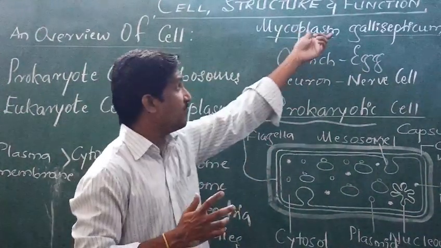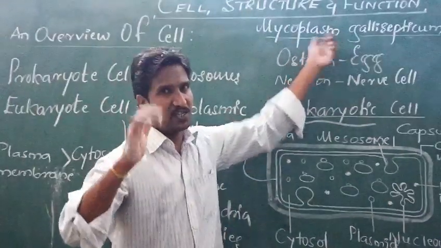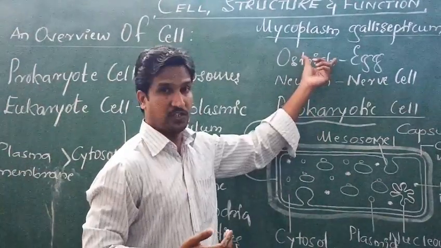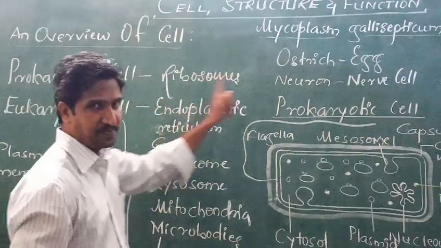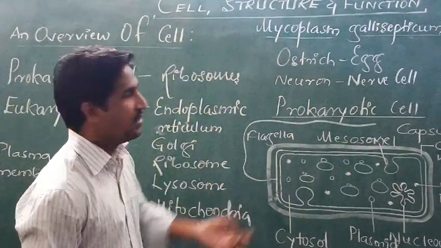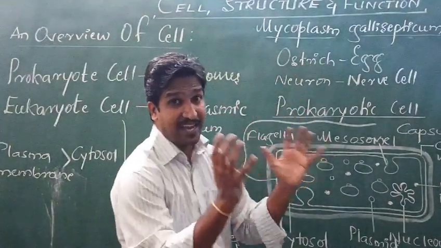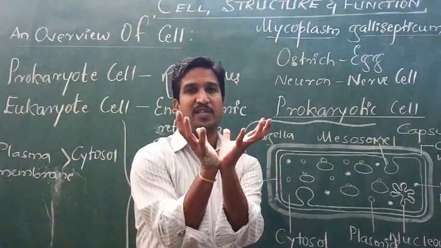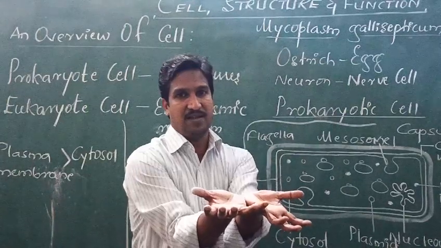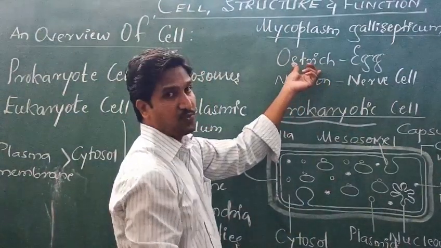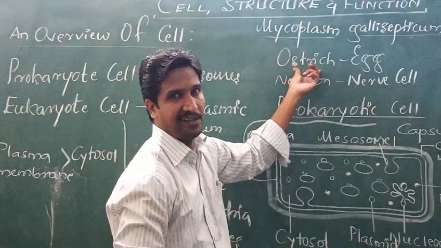When comparing with this smallest cell, which is the largest cell? The ostrich cell. This ostrich cell is not a prokaryotic cell, it is a eukaryotic cell. That is secondary, but you have to remember, the egg of an ostrich is this big. The egg of an ostrich is this big, like a pumpkin. That much big cell, it is one cell. You can see it with the naked eye.